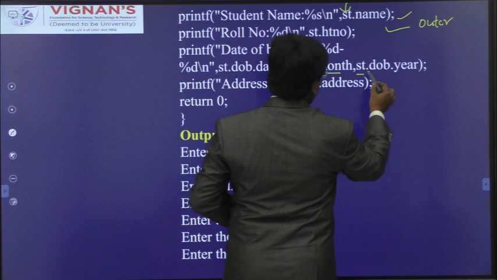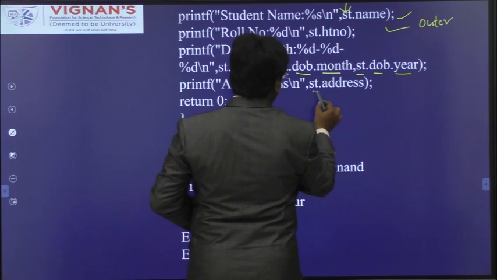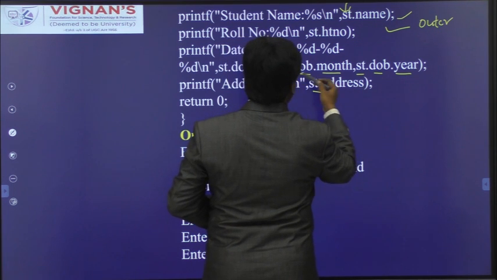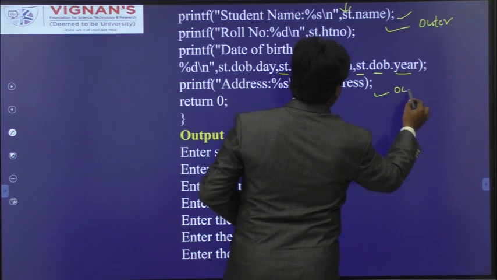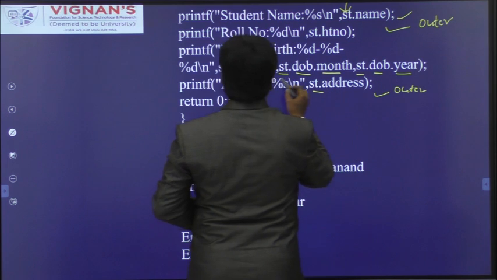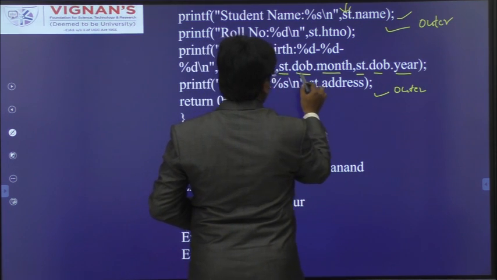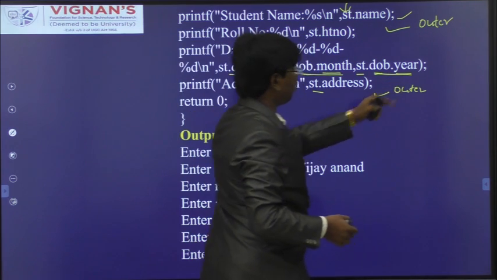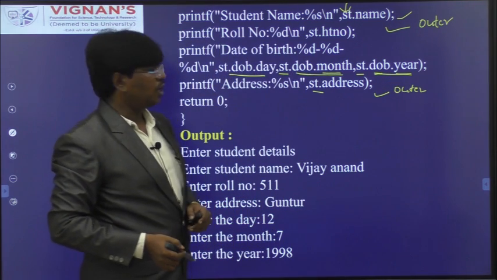st.dob.month, st.dob.year, here I have taken month, year. This is the outer structure. Okay. So for inner structure members I have to take st.dob.day, st.dob.month, st.dob.year. So this will print a date of birth or date of joining.